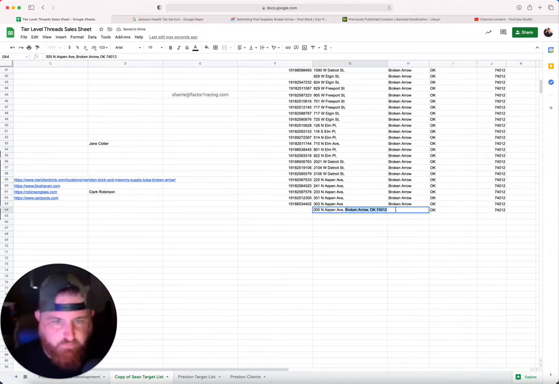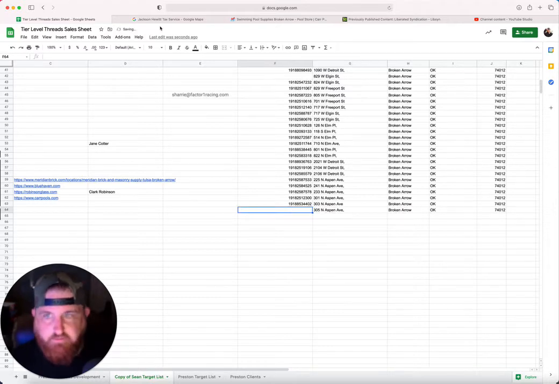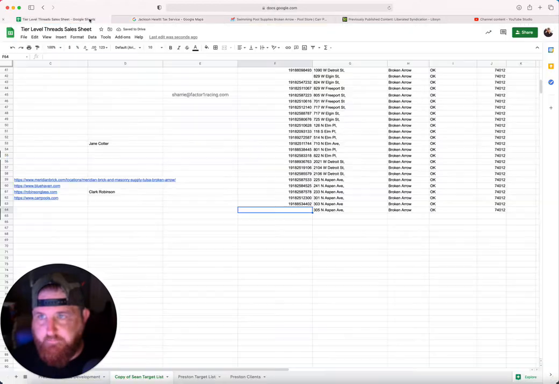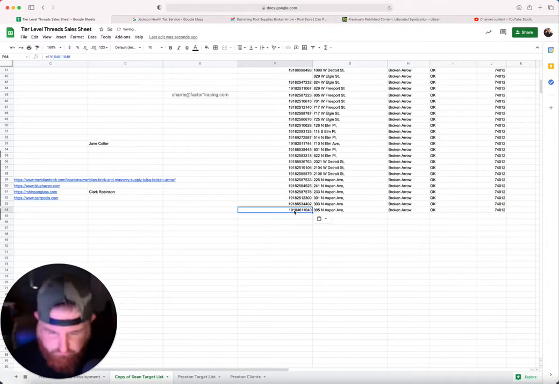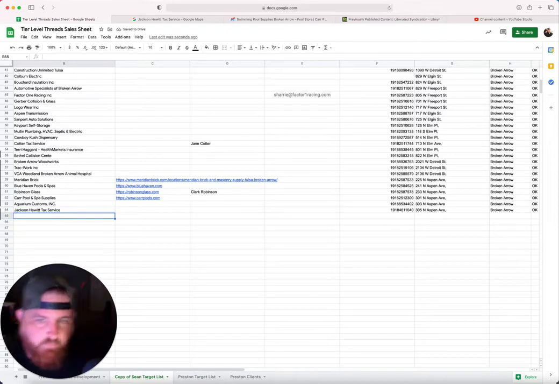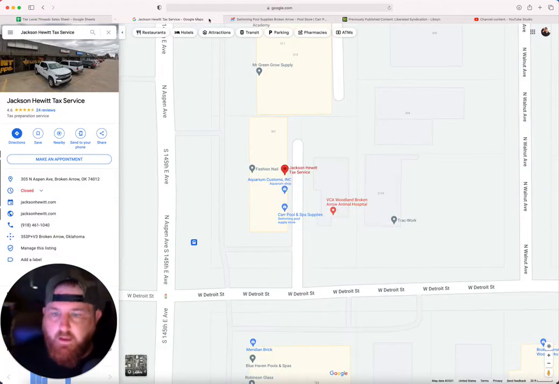Again, this is where beyond creating the target list, you're going to want to do research on some of the bigger names and companies that might have more than one location, because many of these businesses have multiple locations in the Oklahoma area where we live. So, all right, we're going to go ahead here.